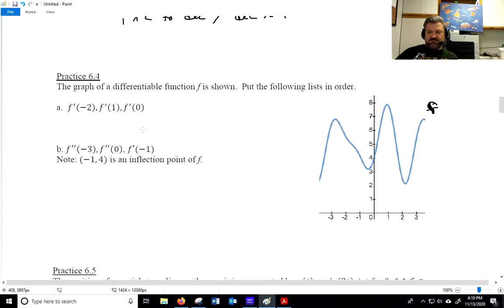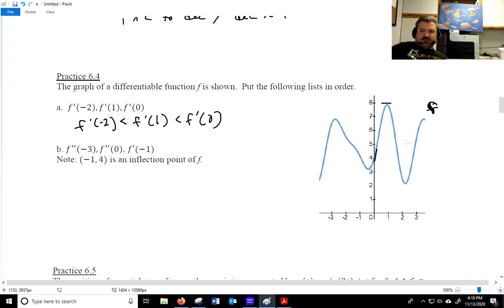So f prime of -2. Well, at -2, f prime is definitely a negative slope, right? And f prime of 1, well, that appears to be a slope of 0. And f prime of 0 is definitely a positive slope. So they're actually giving these in order. So this is f prime of -2 is less than f prime of 1, which is less than f prime of 0. What about f double prime of -3?